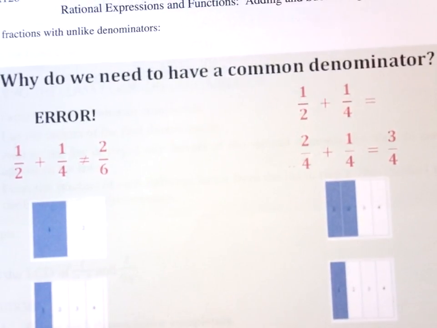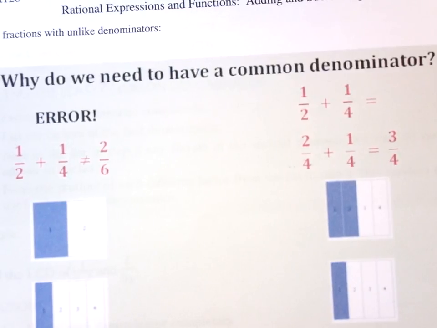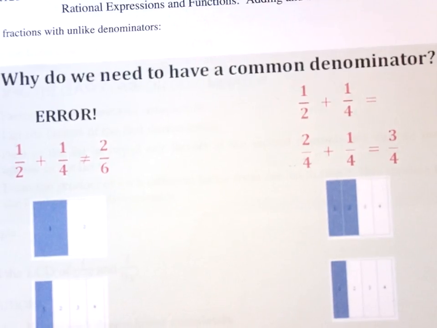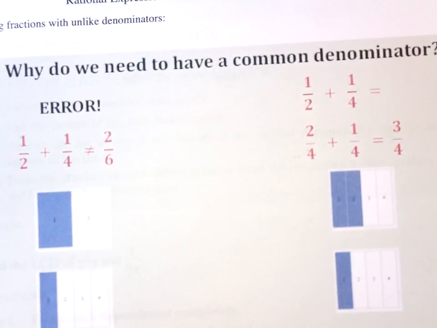Today the focus is going to be on beginning the process, just beginning the process of adding and subtracting fractions with unlike denominators. The question that we would ask is, why do we need to have a common denominator?